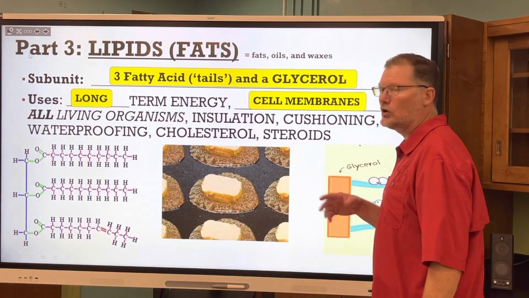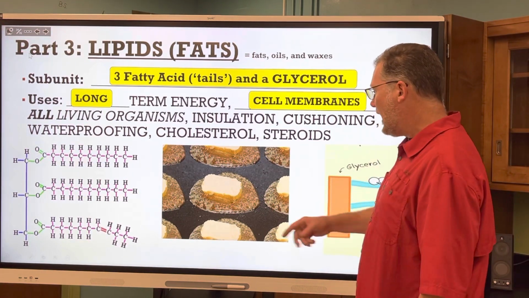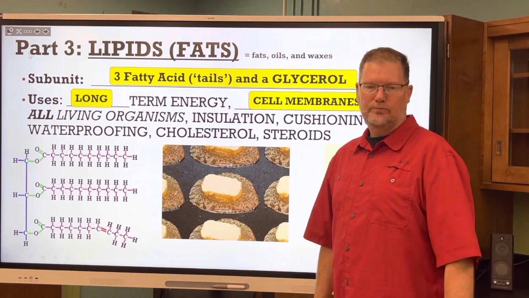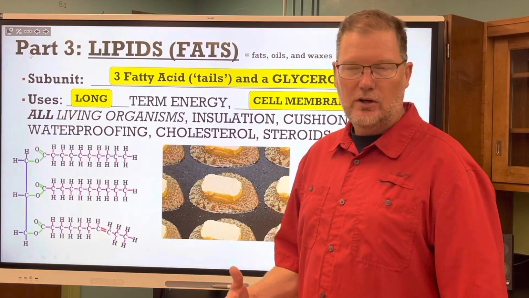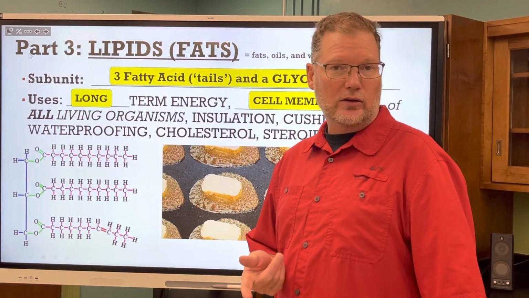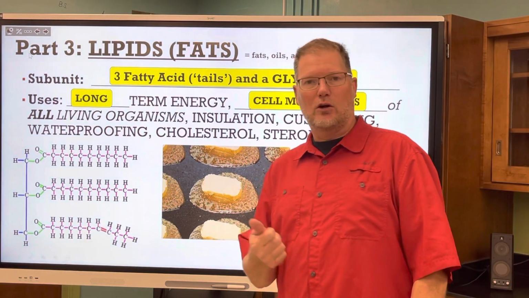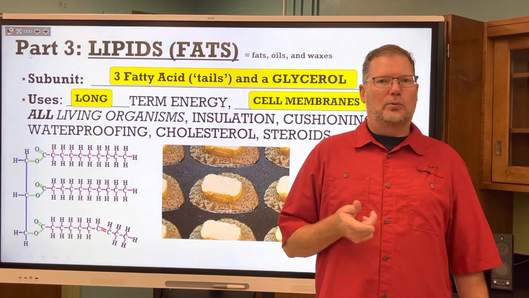Cholesterol and steroids, we'll talk about what those are later. And of course, things like butter, and there's fat in meats, and there's oils. Plants have oils like peanut oil and vegetable oil and corn oil.